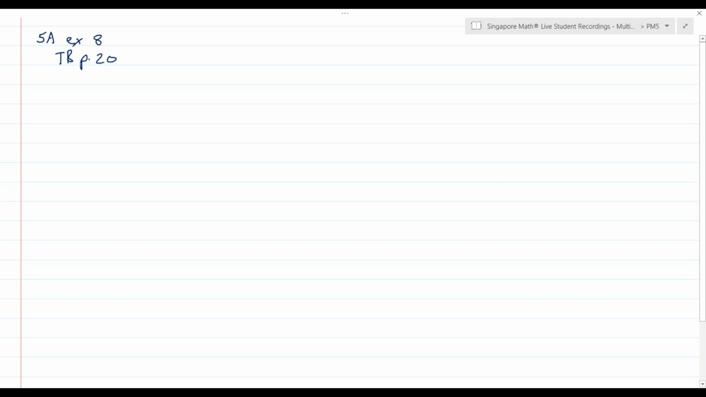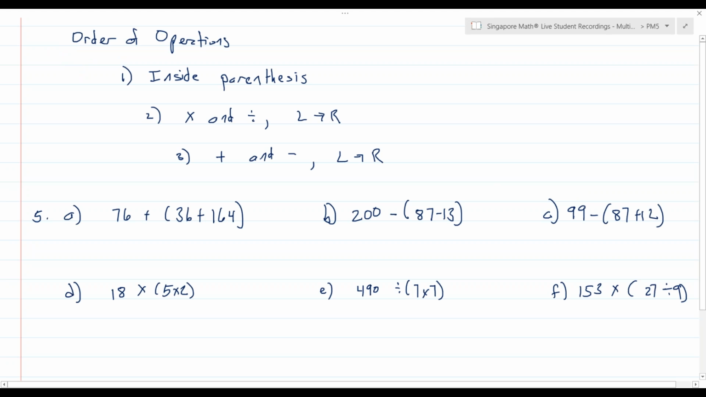Today we're going to talk about Workbook 5A, Exercise 8, textbook. It's on page 20. It's more order of operations. We're just going to add a step, and actually the step we add will be in the beginning of the problem. Now we're going to think about doing the order of operations by doing first anything inside the parentheses, if there are parentheses in the problem, and then we'll multiply and divide left to right, and then add and subtract left to right. So the only thing we're doing now is adding the potential of having parentheses.